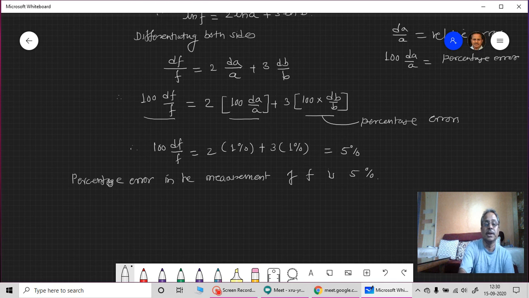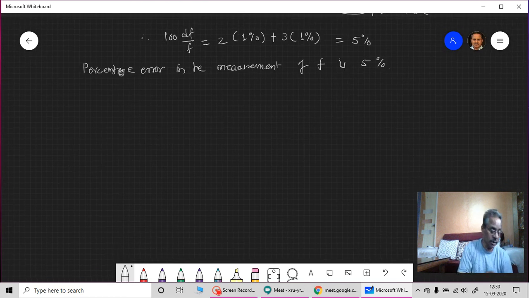Percentage error in the measurement of f is 5%. There are several such other types of examples; we can go for them later, when we go for this example solving session. There are in all 22 problems in the solved sections. We are not able to take all the problems here, doesn't matter, but we will take one very typical and simple example that is given here, example number 11.